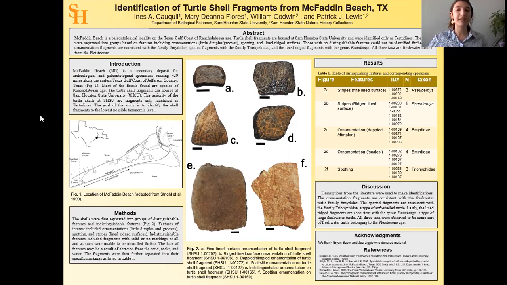The majority of the specimens found on McFaddin Beach are part of the Rancholabrean age, which is a part of the Pleistocene era. From this, we can assume that the majority, if not all, of the specimens being presented today should also be from that same era or age.